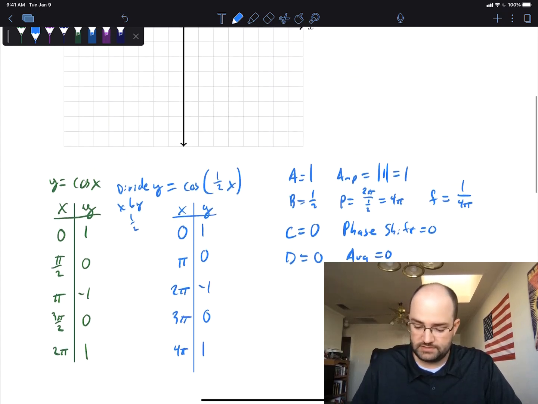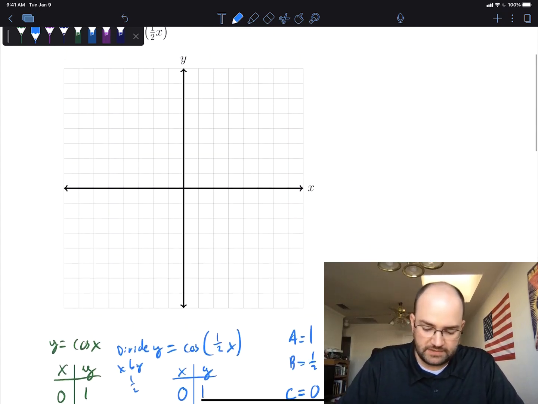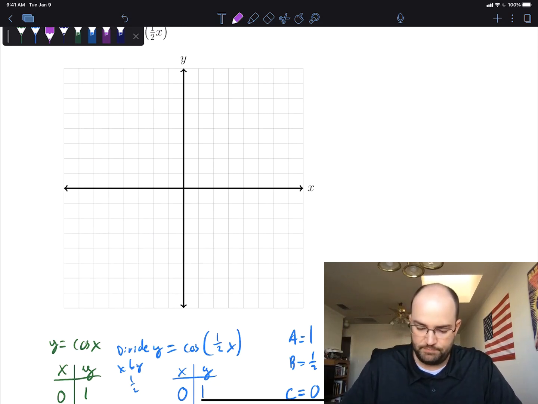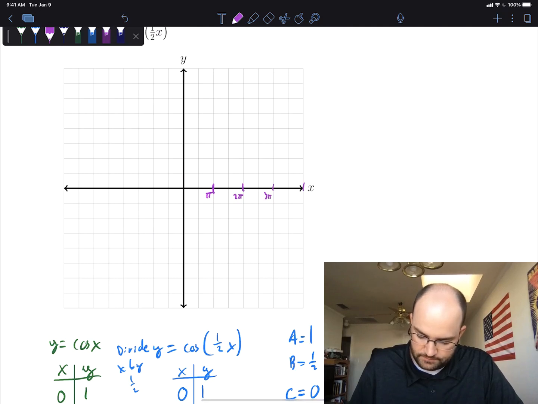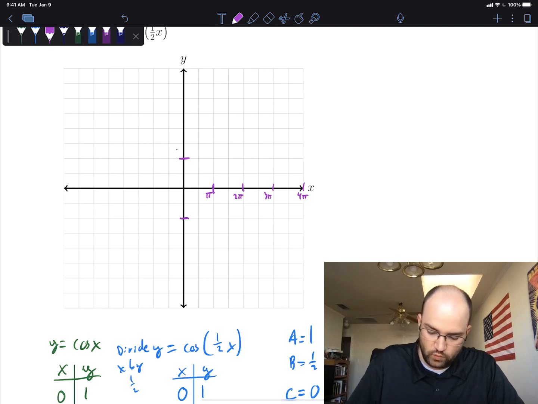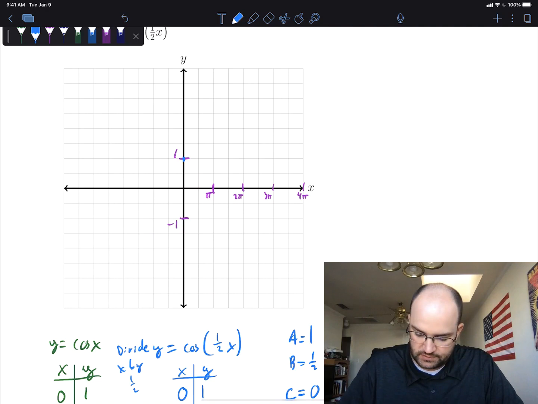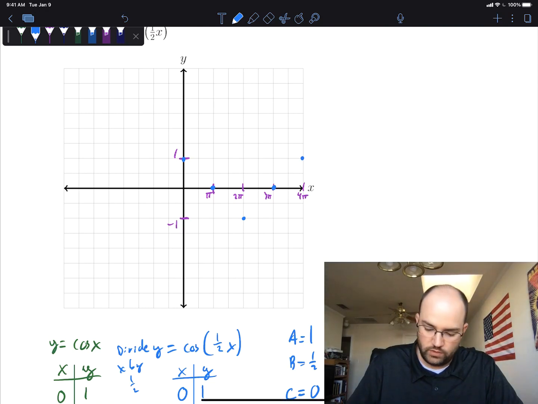Now let's plot this. I need to fit this on the graph, so I'm going to make every other tick mark to be pi. So every tick mark here will be pi over 2. So that's pi, 2 pi, 3 pi, and 4 pi. And I'm going to make that 1 and -1 there. Good. So 0, 1, pi 0, 2 pi -1, 3 pi 0, and 4 pi 1.